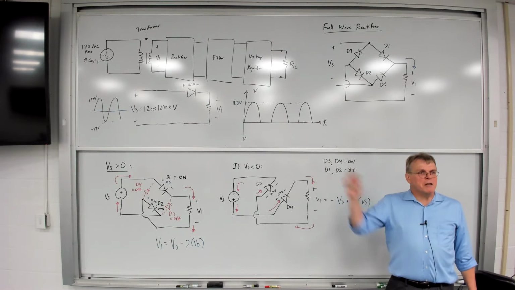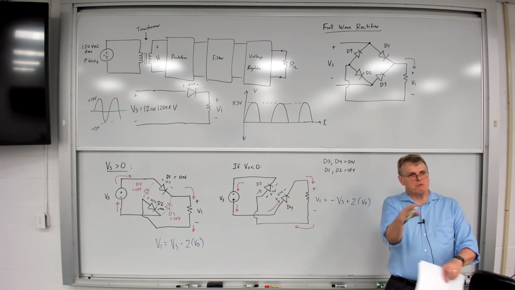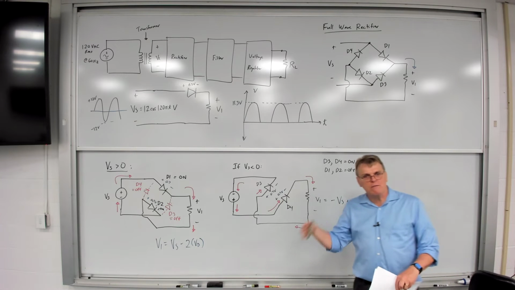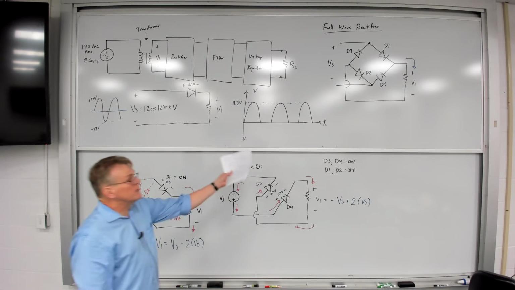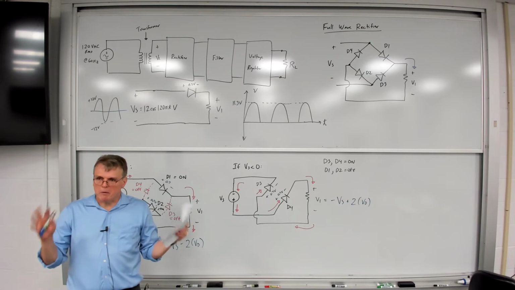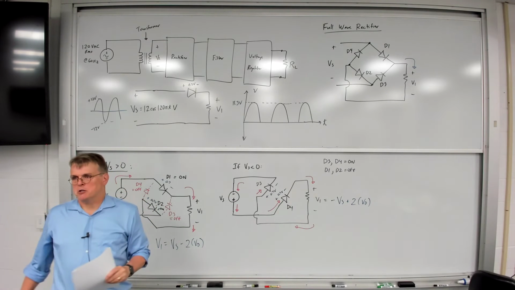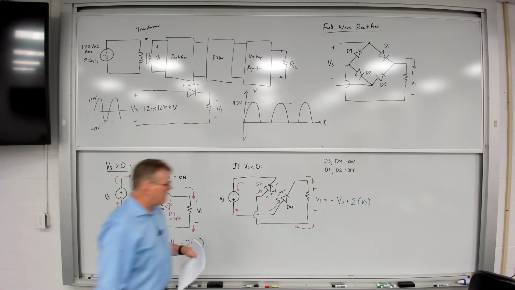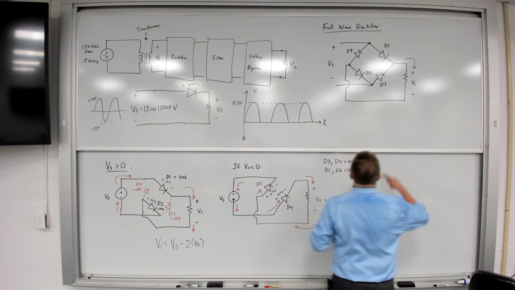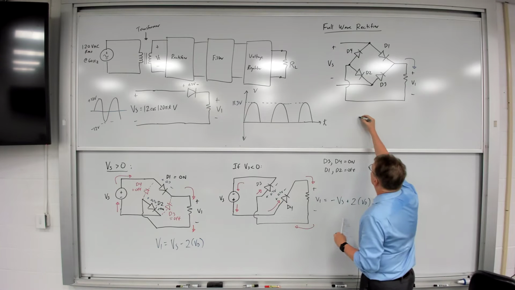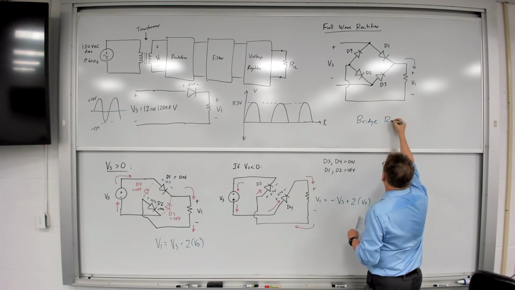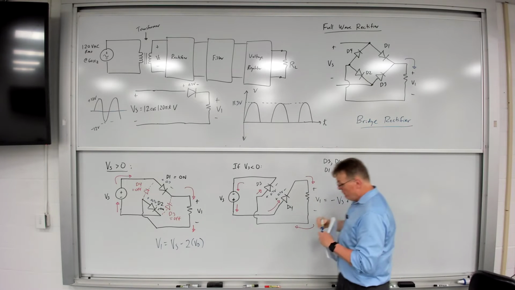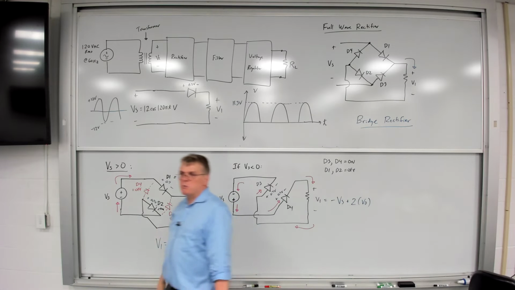Regardless, this is an incredibly useful circuit. You do have the extra diode drop, but now you're taking full advantage of both the positive and the negative waveforms. Now, there are actually several different ways to do what we call full wave rectification. But this is one of the more popular ones, and this particular diode arrangement is called a bridge rectifier. There are other ways to do full-wave rectification, but the bridge rectifier is one of the simplest.